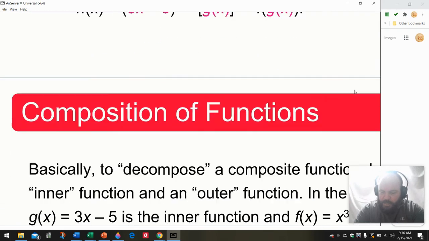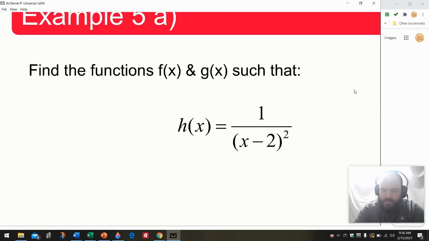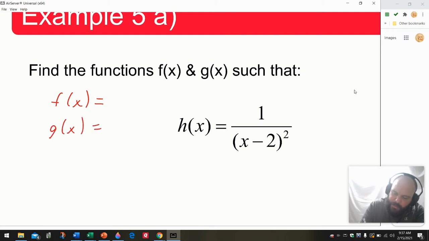Looking at the first example, it says find the functions f of x and g of x such that h of x is 1 over x minus 2. As we look at this, the first thing we need to establish is there are going to be two functions, f of x and g of x, and that the composed function would have been f of g of x. So you can see that g of x is going to be the inner function, and f of x is going to be the outer function.